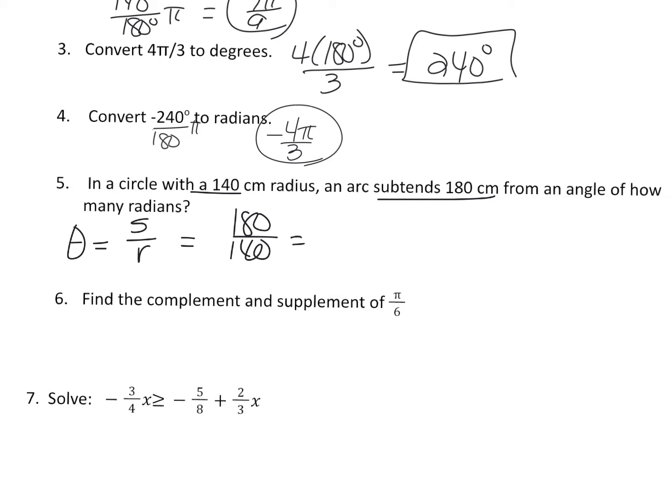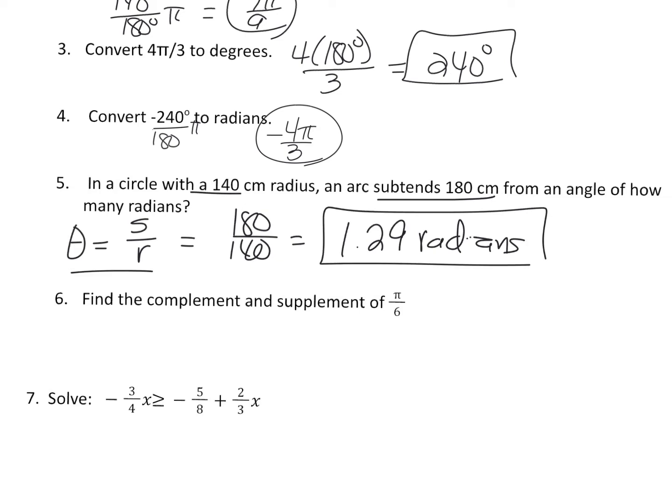I'm going to punch that in real quick. And I'm getting 1.29 radians. That's how many radians it is. That's what that angle is. Remember, radians is arc length over the radius. Arc length over the radius.